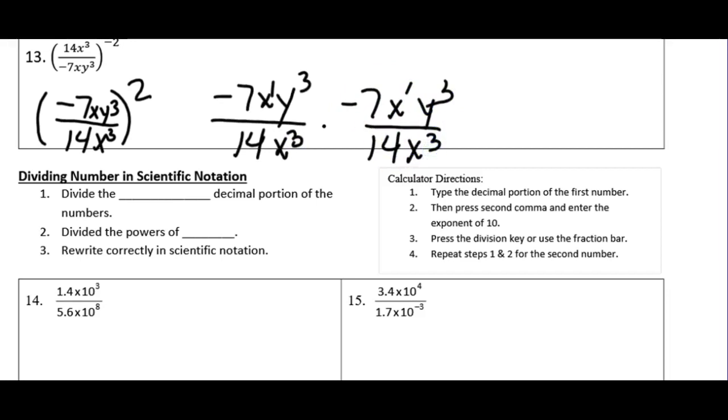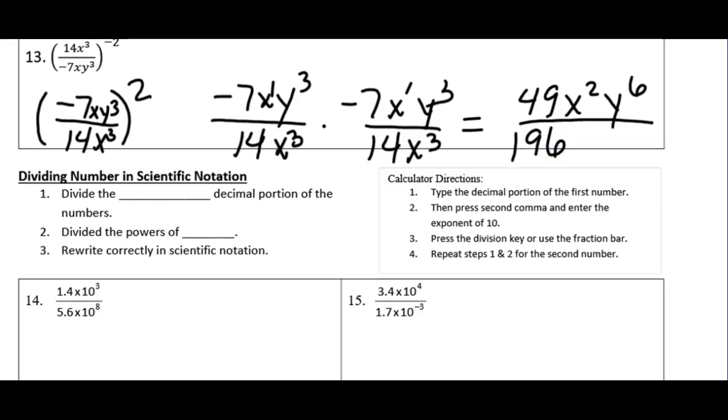Now I can do a little cleanup. Negative 7 times a negative 7 is positive 49. X to the 1st, x to the 1st is x to the 2nd. Y to the 3rd, y to the 3rd is y to the 6th. My denominator, 14 times 14. That may not be one you know off the top of your head. And remember, you should always double check with your calculator anyway. That's 196.